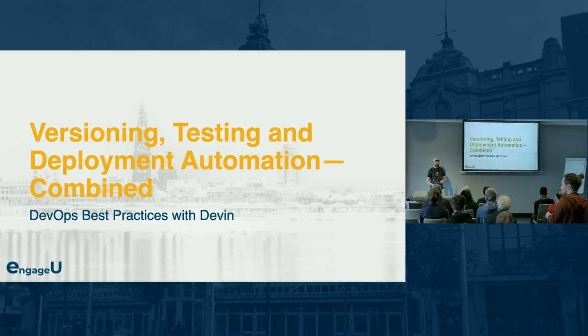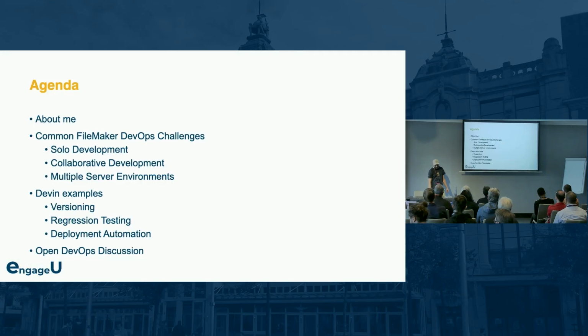And then hopefully there'll be space for a discussion afterwards where we can talk about what you would wish were in the ecosystem and so on. First, briefly just about me, then we're going to look through a few common scenarios that I've chosen, all the way from solo development to collaborative development to more advanced multiple server environments, stuff like that. Then a few examples with the Devin tool, and then the open discussion.